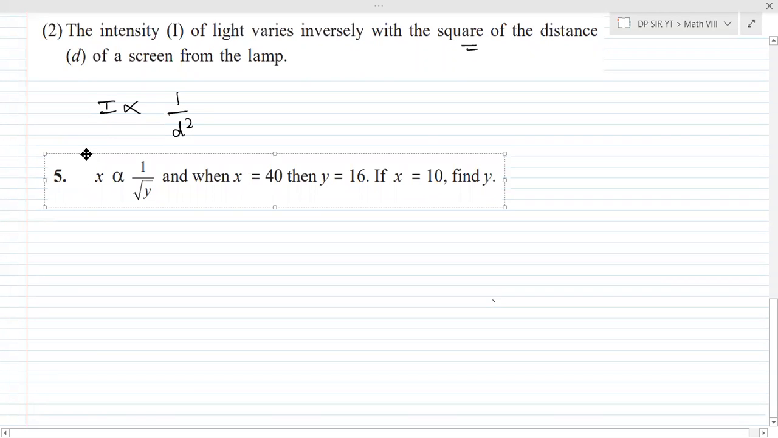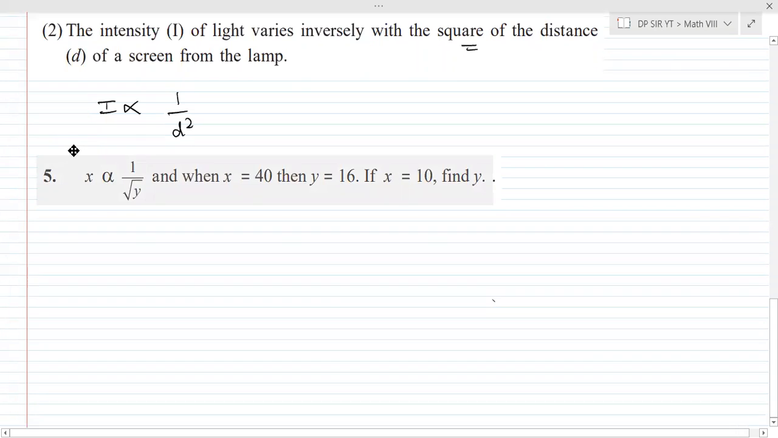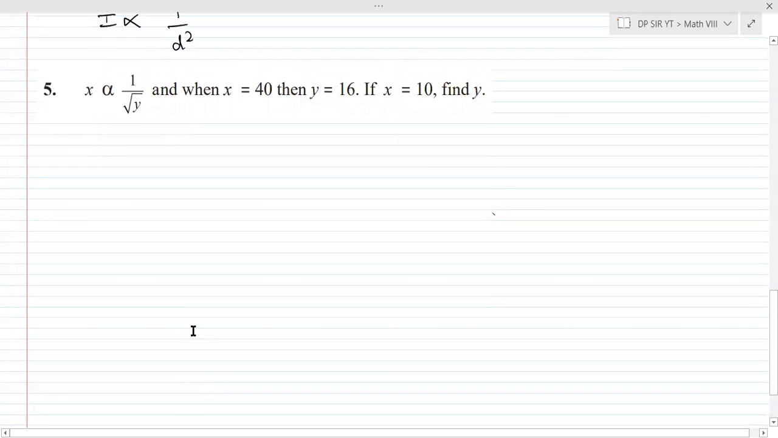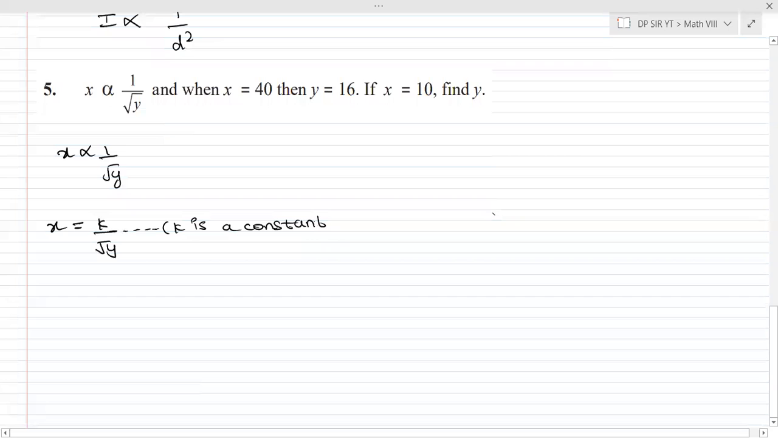So x is inversely proportional to root y. When x is equal to 40, then y is equal to 16. If x is equal to 10, find y. It's very simple. See, they have already given the frame, that is x is inversely proportional to 1 upon root of y. It means that x is equal to k upon root y, where k is a constant, okay?